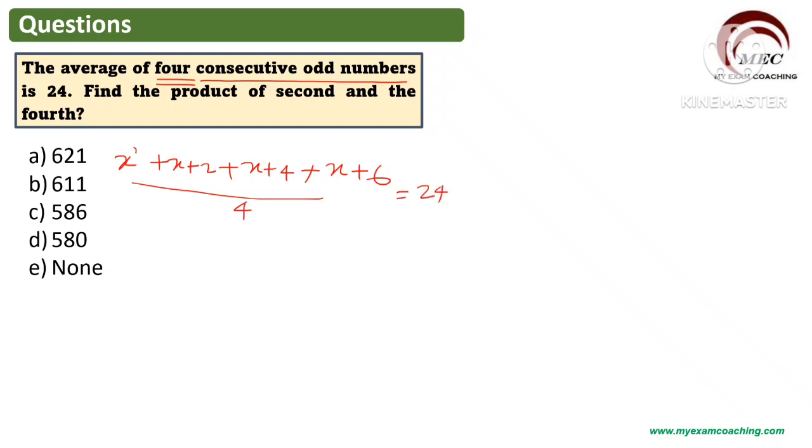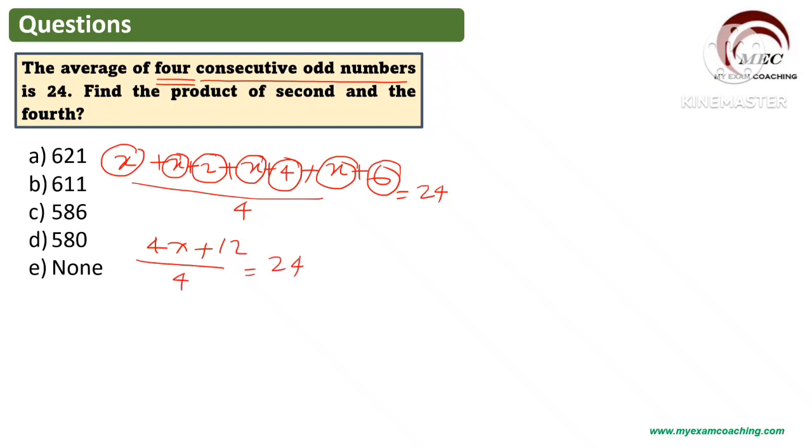That means x plus x plus x plus x, total 4x. 2 plus 4, 6, 6 plus 6, 12. Divided by 4 equal to 24. So you can say 4x plus 12 is equal to, cross multiply, 96. So 4x is equal to 96 minus 12, because this plus 12 goes to the other side and becomes minus 12. So 96 minus 12, 84. So x is equal to 21. We got x is equal to 21. So this is 21.